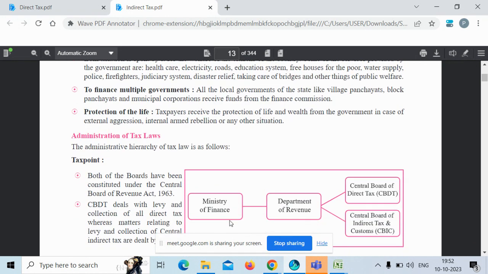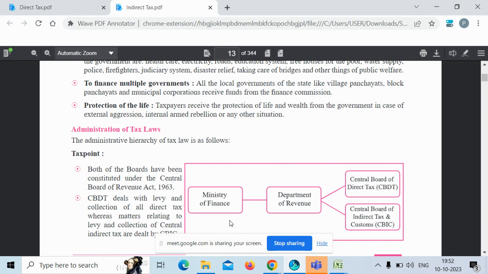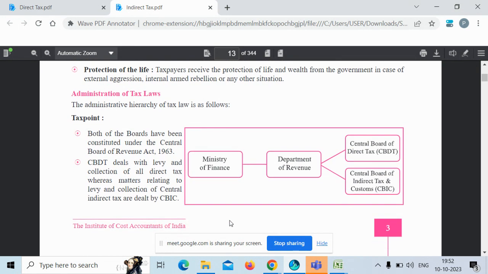Then comes administration of tax laws. The administrative hierarchy of tax law is as follows. So, what is the administrative hierarchy? How does the tax law system work? First, both of the boards have been constituted under the Central Board of Revenue Act. Both means what? Direct tax board and indirect tax board.